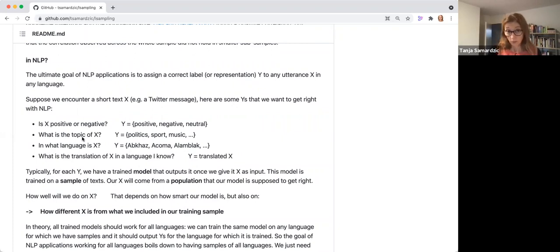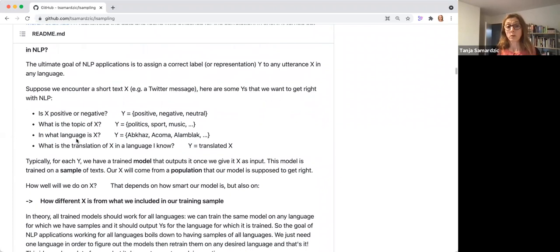What is the topic of it? What is the language in which it's written, right? And finally, what is the translation in the language that I know? I said finally, but there are actually many other tasks that we do. So those are all called NLP tasks, right? And so we have a text as input, X, and for the same input, we want to have different outputs, Y. And those outputs will be produced by models.